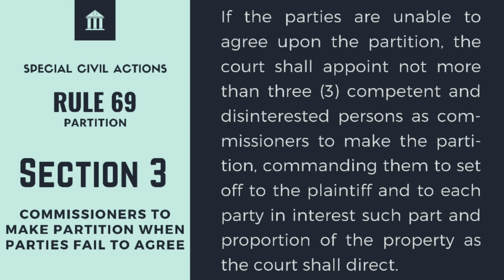Section 3. Commissioners to make partition, when parties fail to agree. If the parties are unable to agree upon the partition, the court shall appoint not more than 3 competent and disinterested persons as commissioners to make the partition, commanding them to set off to the plaintiff and to each party in interest, such part and proportion of the property as the court shall direct.